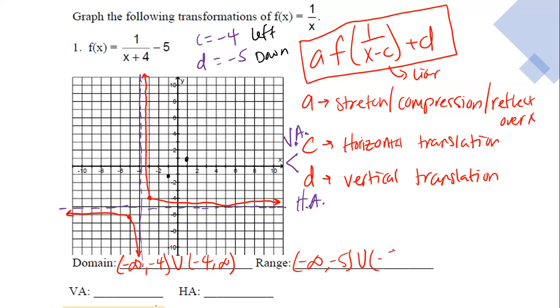And then we'll break, and we'll go -5 to infinity. Okay, the reason why we have the domain and range that we have is because there's restrictions. What are our restrictions? A vertical asymptote at what? Where's the vertical asymptote at? X equals -4. When you're describing the asymptote, make sure you're putting what the variable is. And our horizontal asymptote is at y equals -5.